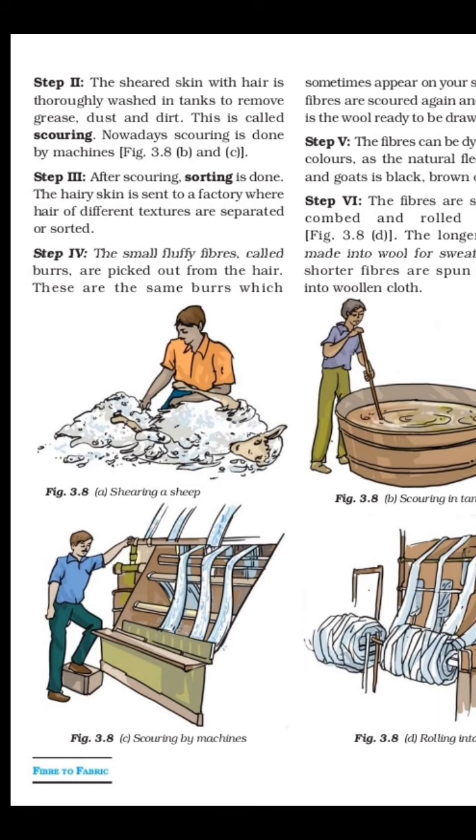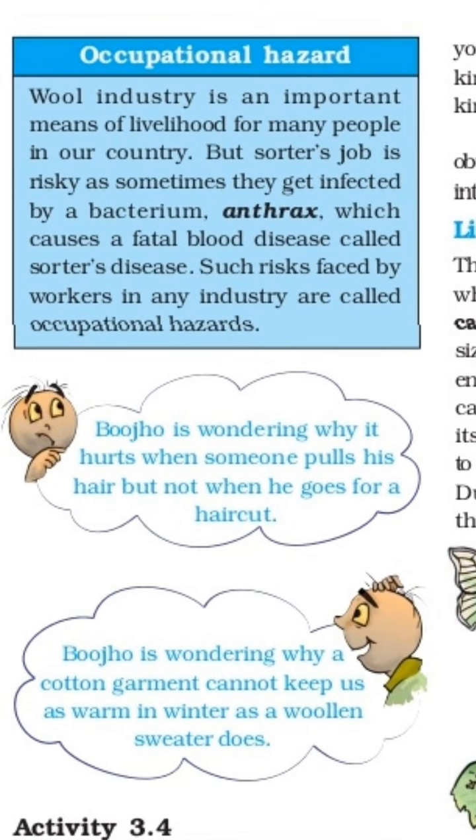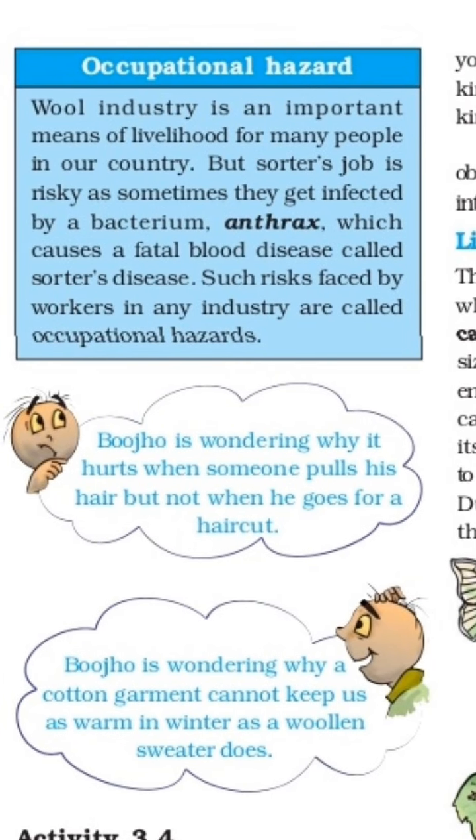Now the next one, occupational hazard. Now what is the meaning here? Occupation like व्यवसाय, and hazard धोका. व्यवसायातील धोका, ह्या व्यवसायामध्ये काय धोका आहे? Wool industry is an important means of livelihood for many people in our country.